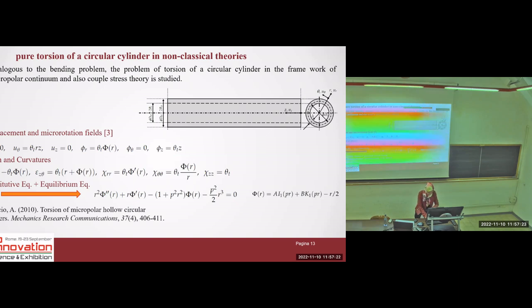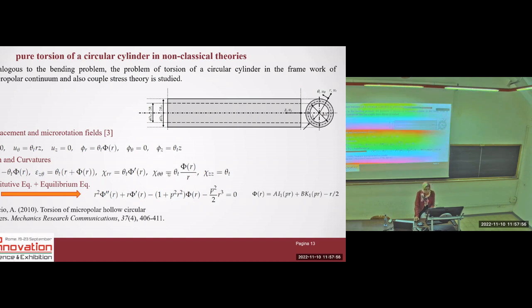I don't know if I need to go into details, but we first try to solve the problem of torsion of a micropolar cylinder. So we use, of course, the polar coordinates. These are the displacement and microrotation fields. And here we introduce a function that is actually related to the geometry and also to the material. Then we use the polar relations for kinematic equations to find the stress, the strains and curvature.